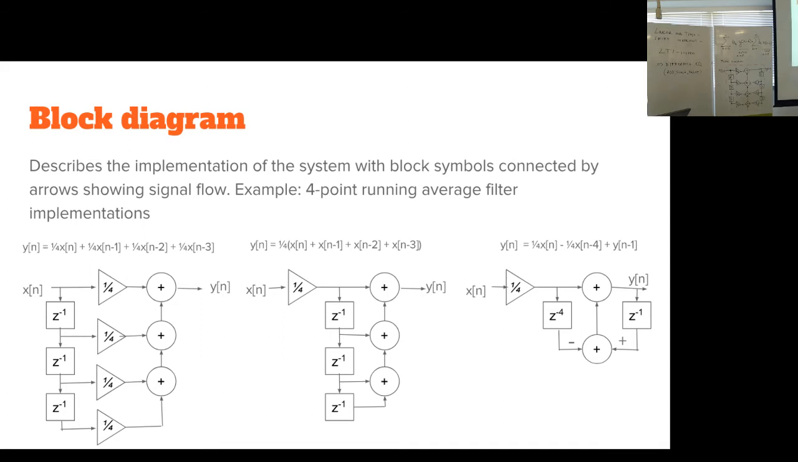Which one is the most cost efficient to do? That one.